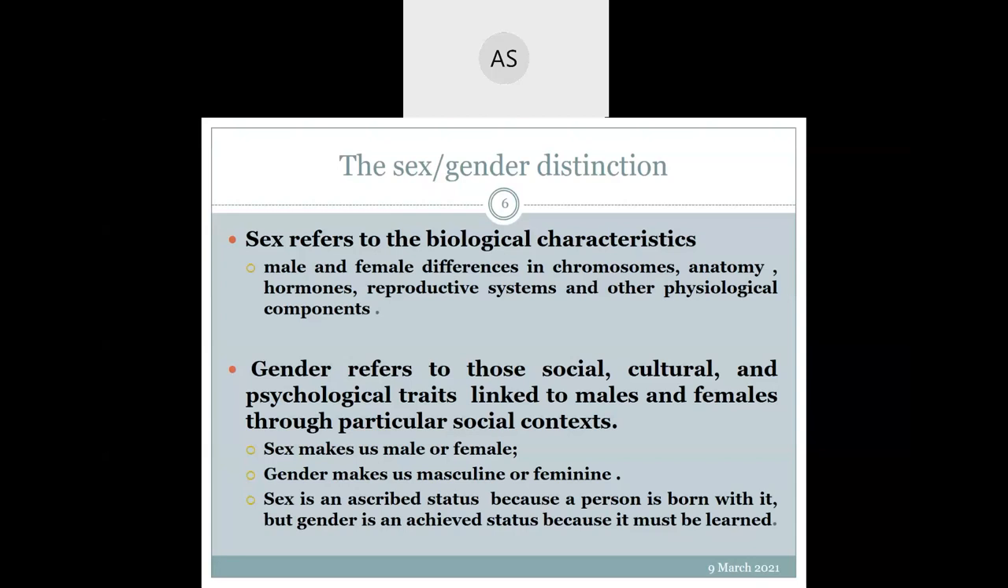Okay, sex refers to biological characteristics as we defined before, and being male and female is different in chromosomes. So that's why it is hard to change the sex, and anatomically, hormonally, the reproductive system, including psychological components, are very, very difficult to change. So cosmetically, people may change their sex, but when we come to the biological characteristics of sex, it is hard to change from male to female or from female to male.